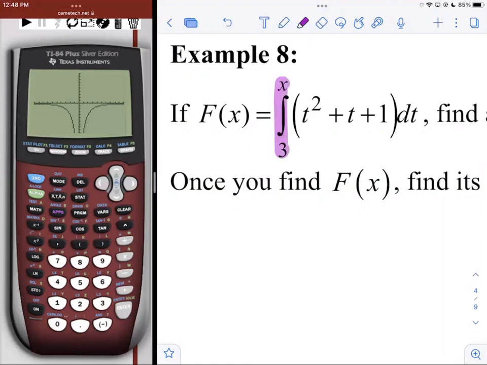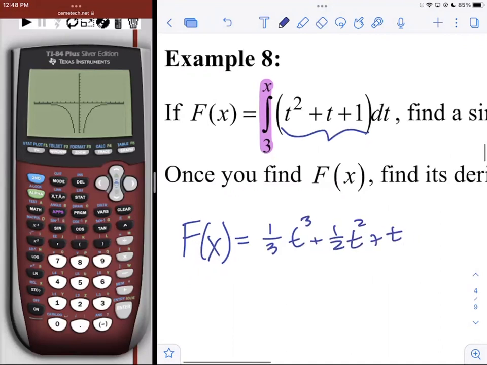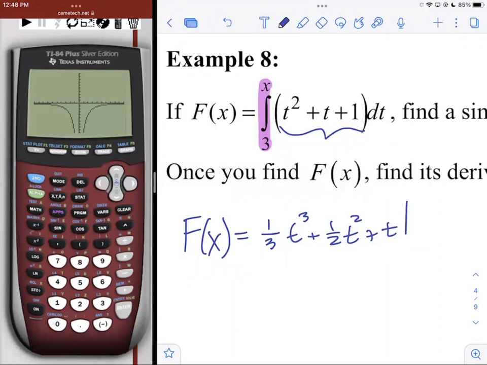It is a definite integral still, right? So it doesn't matter if those are numbers or variables. If I can find an antiderivative for the integrand, I can evaluate it by using the FTOC. So let's go ahead and do that. Big F of x is going to equal, and that'll just be the left side. This is a pretty easy antiderivative to find. Yeah. It's the power rule, right? So 1/3 t cubed plus 1/2 t squared plus t, and we don't need the plus c, and then we evaluate it from 3 to x.